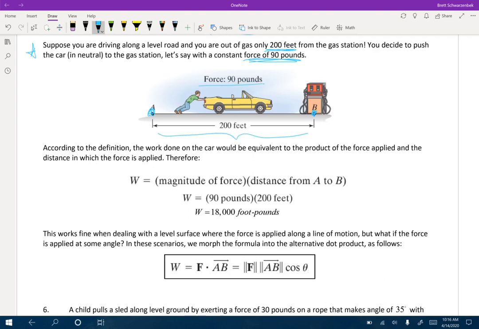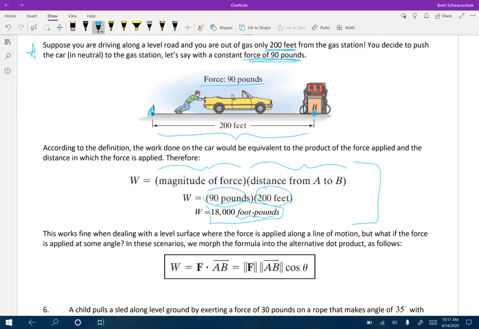According to the formula, we take the work to be the magnitude of the force, which is 90 pounds, times the magnitude of the distance it must travel from A to B, which is 200 feet. If you multiply that, we get 18,000 foot-pounds. I know that's a very weird label, but we are indeed multiplying a pound measure by a foot. This is a very simple version of work, which I like to show so students at least see what is happening when you calculate work.